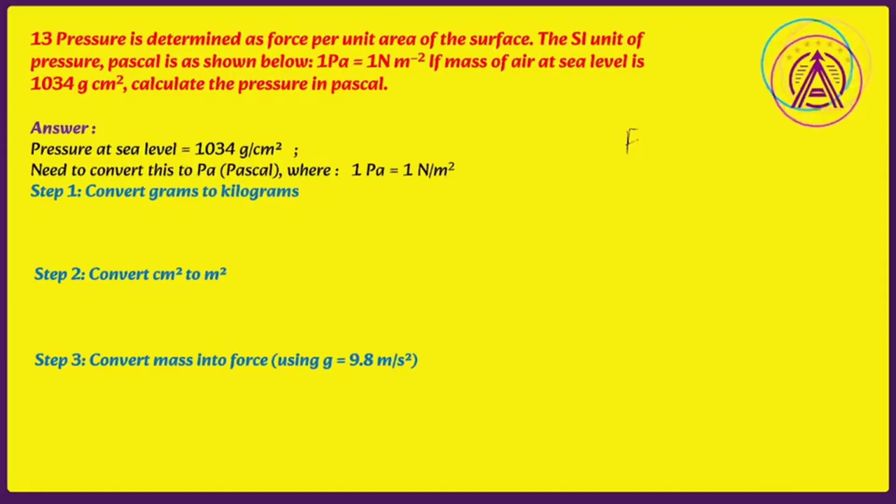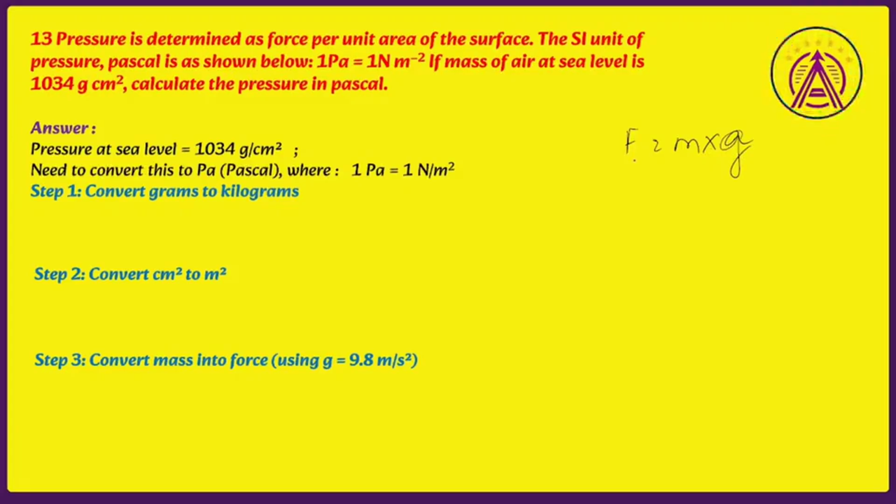Force is nothing but mass into acceleration. All they have asked you is, they have given you mass, and they have asked you to convert it to Pascal. And Pascal is Newton per meter square. So if we find the force first, force is nothing but mass into acceleration. Whenever acceleration is due to the pull of the earth, we call it acceleration due to gravity, which is represented as g. Okay, now let's quickly see how we can solve this question.